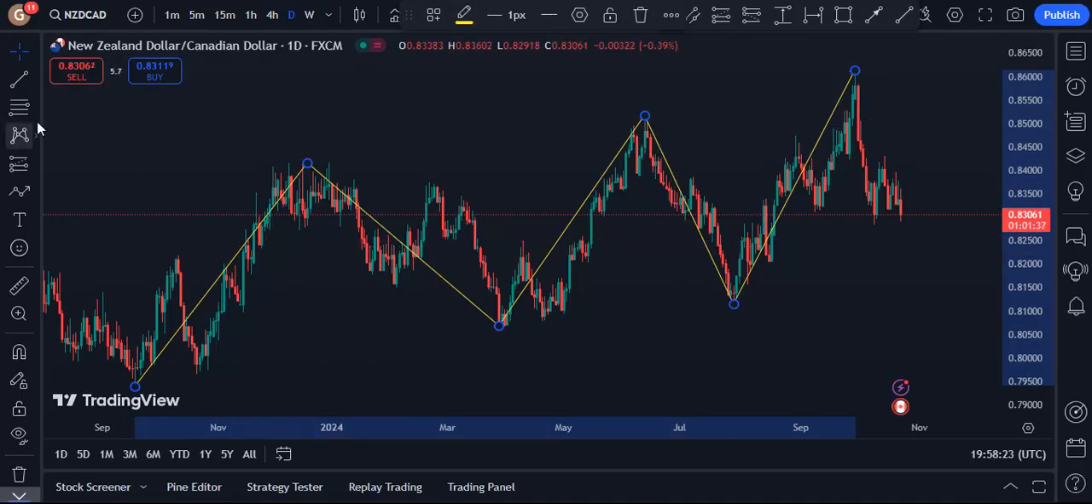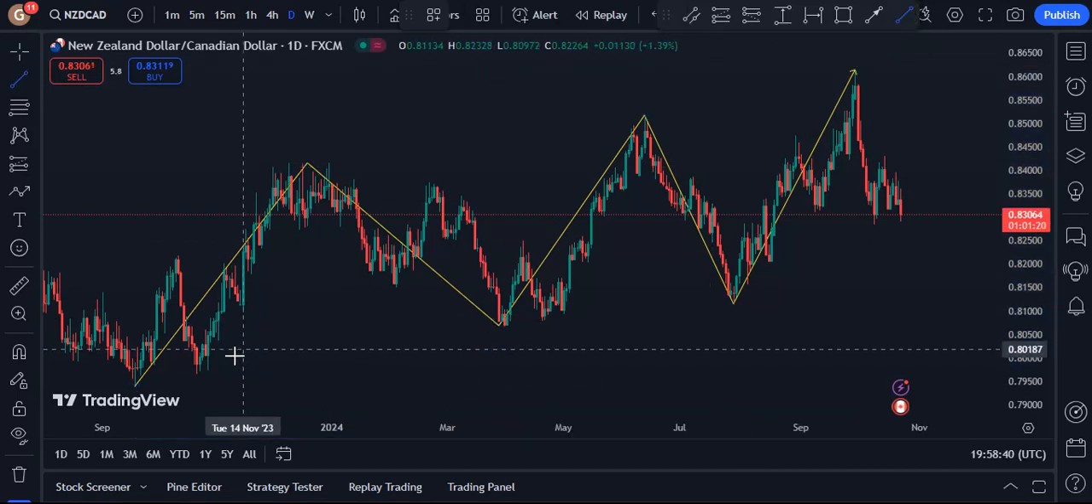So with this pair that I have here, that is the NZD CAD, you can see that price is making higher high, higher low, higher high, higher low, higher high. So we can see that price is bullish. Price has a bullish market structure.